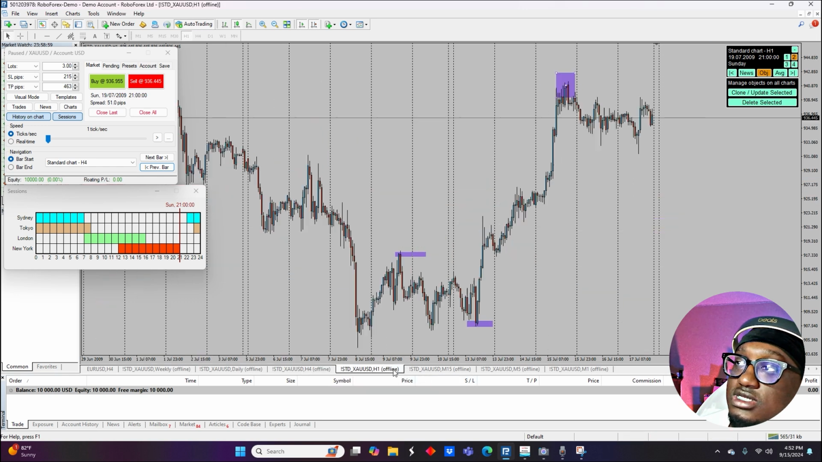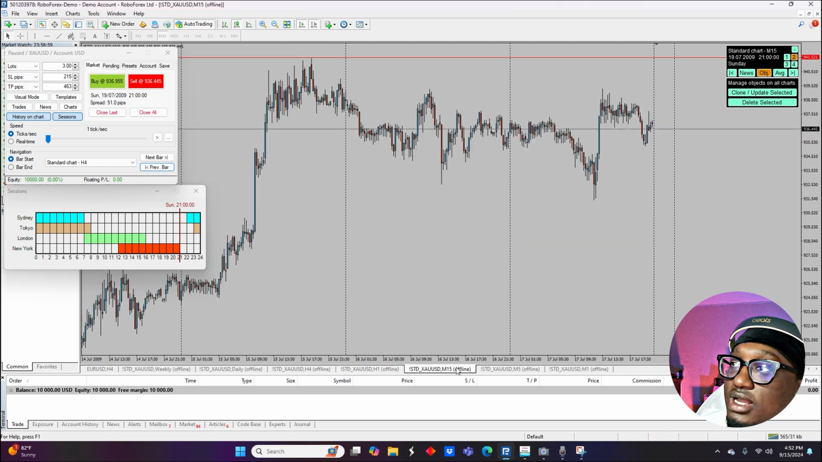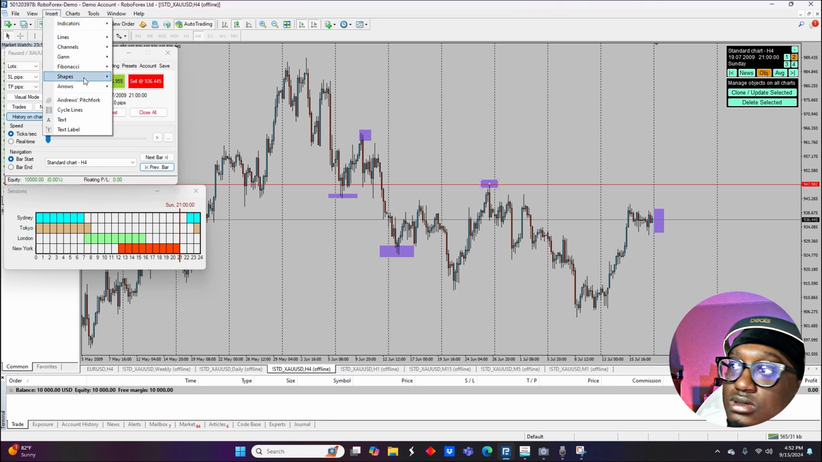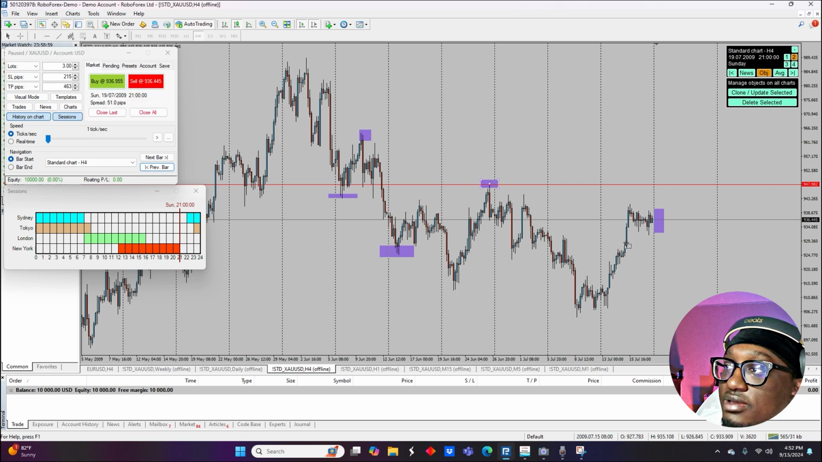Yeah, so we could consider that as ranging downwards. On the M15, we can go off of this. So this is where it gets meaty. So right now on the H4, we can see that a fair value gap was formed here in this area right here.